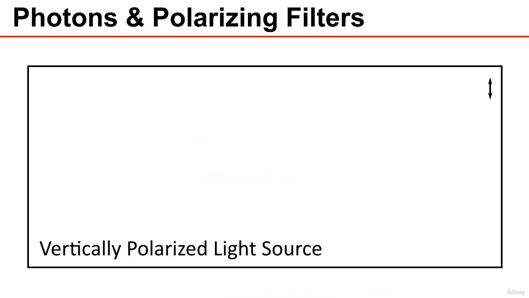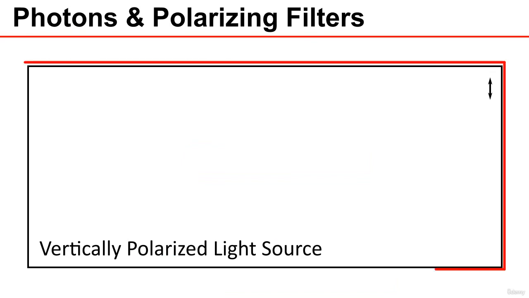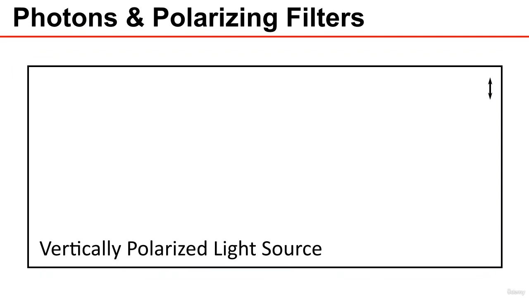Now let's use your screen, this screen where you're watching this video, in our virtual experiments. See this rectangle here? Assume for this virtual experiment that it is a source of vertically polarized photons. That is, vertically polarized photons are produced by this rectangular patch on your screen. The photons are directed away from your screen and toward your eyes.